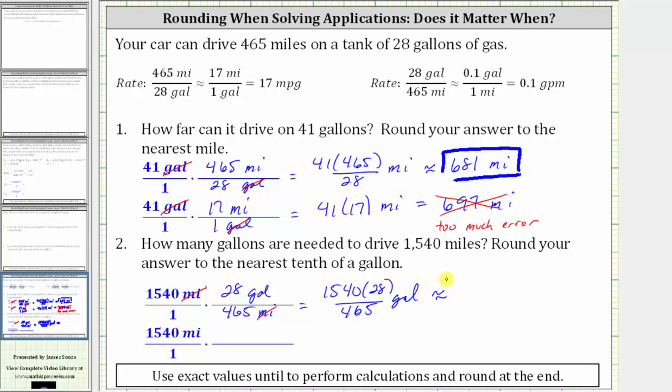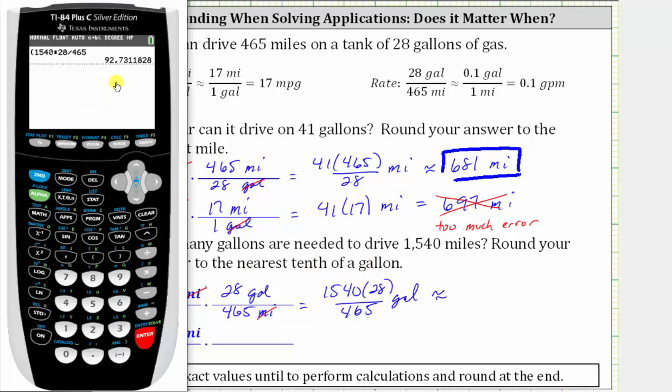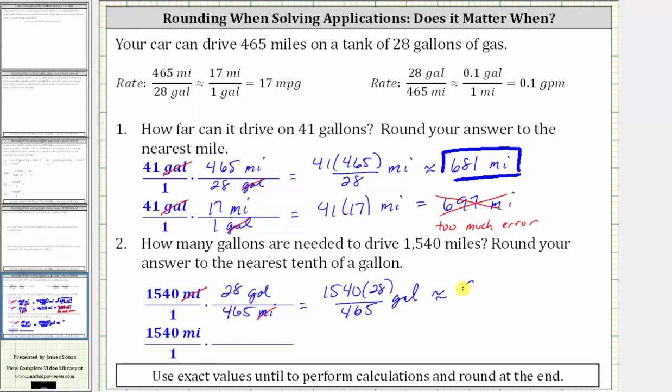And now we'll go back to the calculator and round this quotient to the nearest tenth of a gallon. Because we have a 3 in the hundredths place value, we round down to 92.7 gallons. And now let's answer the question again and use the rounded rate of 0.1 gallons per 1 mile. This is the way we should not do it because we are going to have more of an error.